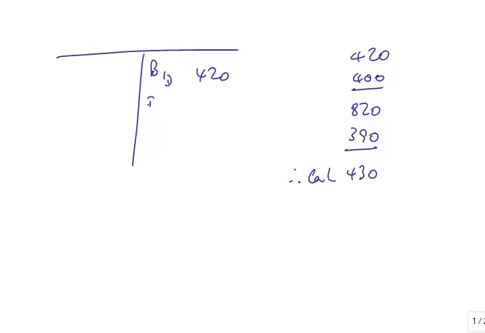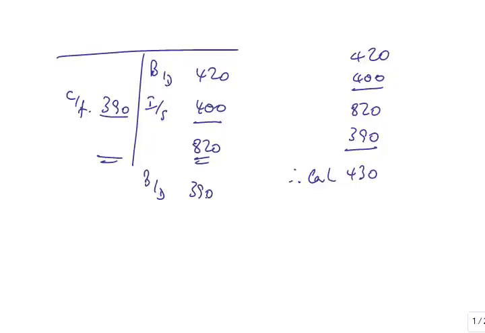If you want it in T-account format, we have a brought forward liability of 420, an income statement charge of 400, we have a carry forward liability of 390, which is brought down into next year, 390, and the missing figure is therefore 430 cash. Brought forward, income statement, carry forward, cash.